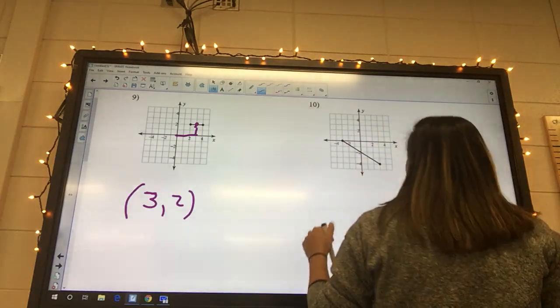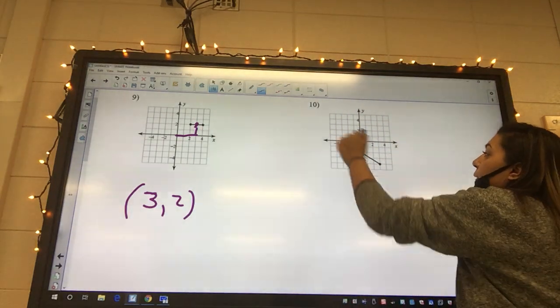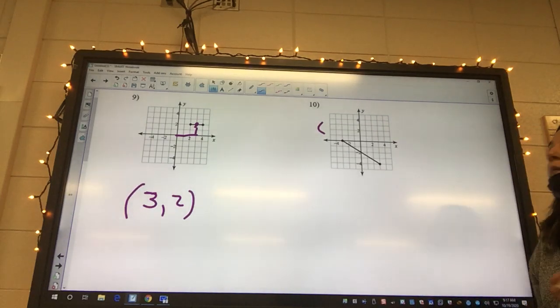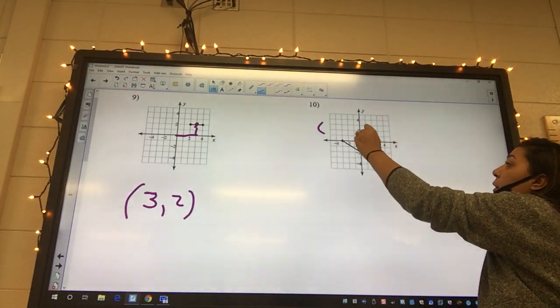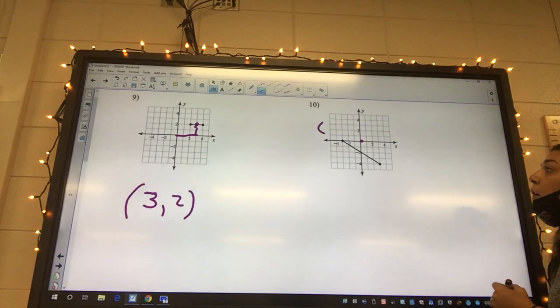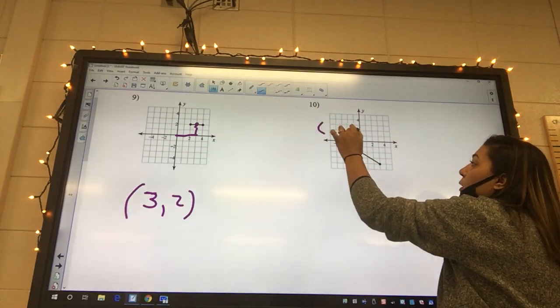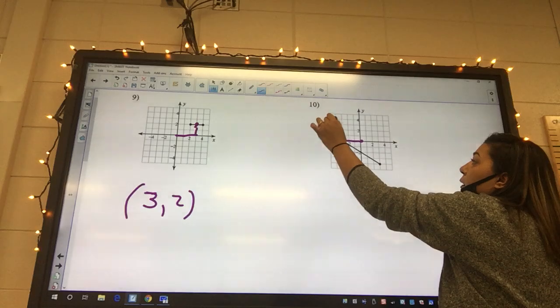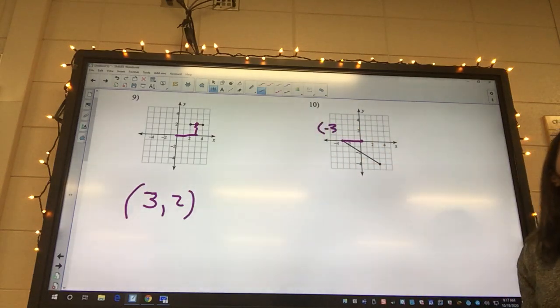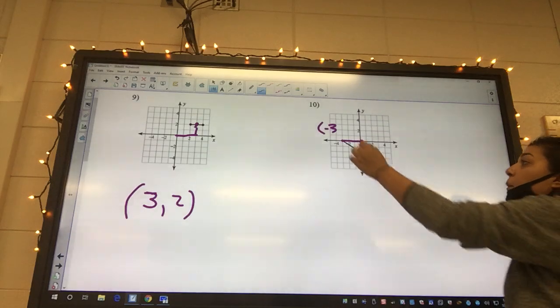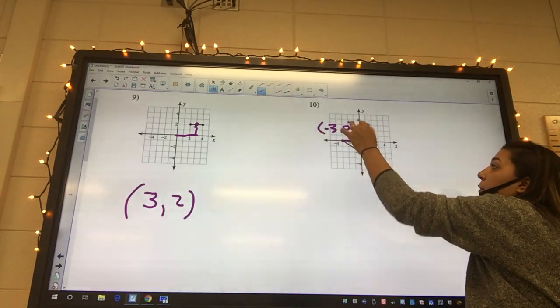Okay, 10. What's my first x coordinate going to be? How many do I need to go over? Because we always start here at 0, 0. -3. So we're going to go back 3. So 1, 2, 3. And how many do we go up or down? None. Our point's right here. So it's going to be -3, 0.